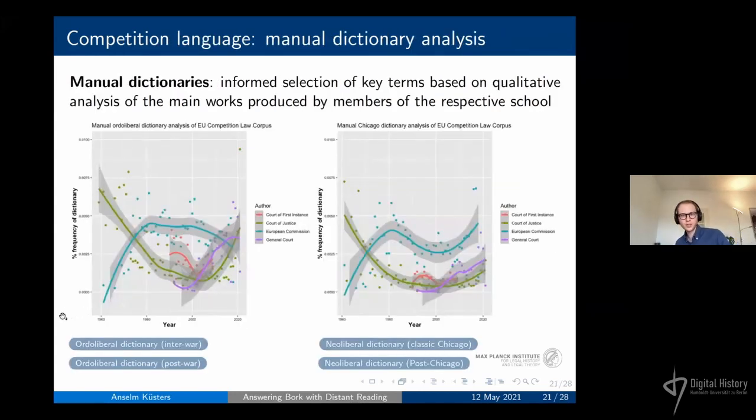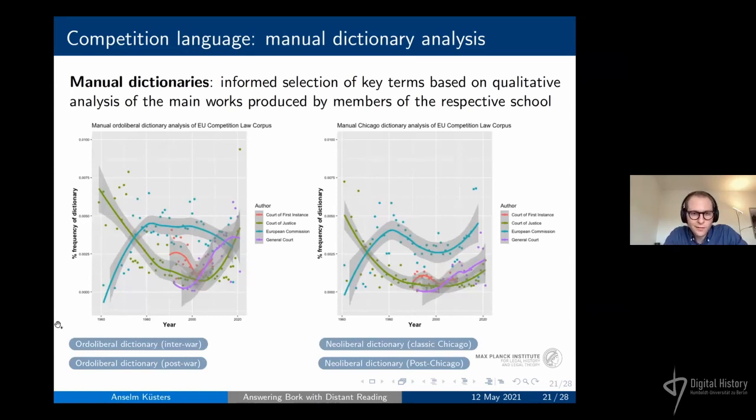With this, I come to the dictionary analysis. A dictionary, as most of you know, is just a list of words or a list of patterns that can be used to structure a large corpus of texts. So in my case, it was intuitive to select a number of words that deal with ordoliberalism and with other schools of thought, and just to see how much they are reflected in the overall corpus. There are two ways to do this, a manual and an automatic way. I start with the manual dictionary. I myself selected about 50 words that I thought are important for ordoliberals and for neoliberals. And then I searched for them in the overall corpus.